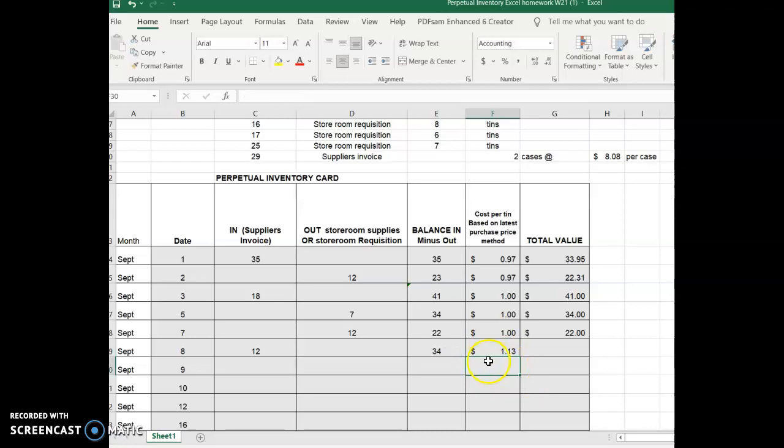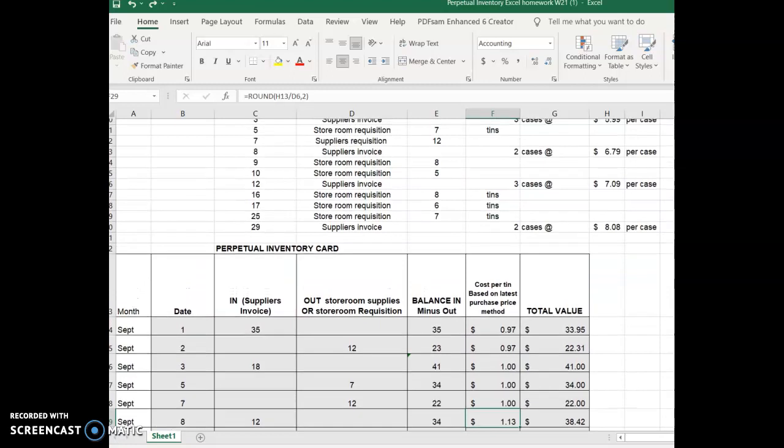And then we get a cost of 1.13 equals, and then we want to multiply our balance times cost per tin. 34 times $1.13 is 38.42. And again, if we didn't round, it would be a different value. But this is the value we want, as it is the rounded value.